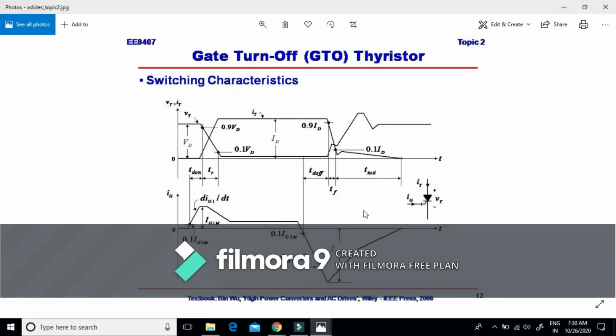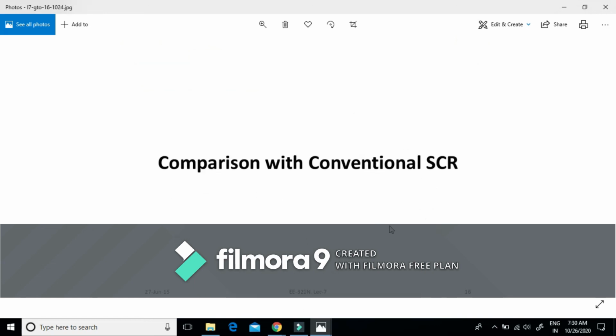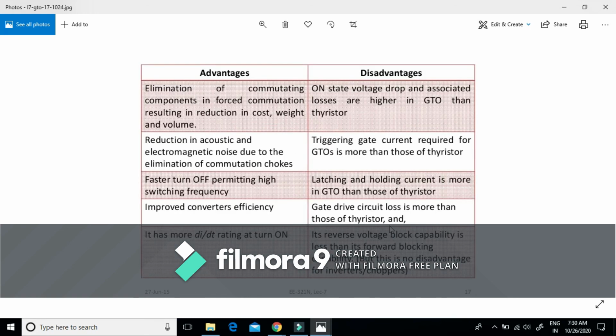This is a detailed view of this turn-off characteristic. This is the storage time. This represents the fall time, and this represents the tail time where our gate current decays to 0, and this anode current decays to 0. Now comparison of this GTO with conventional SCR. Here are some advantages and disadvantages of this GTO.